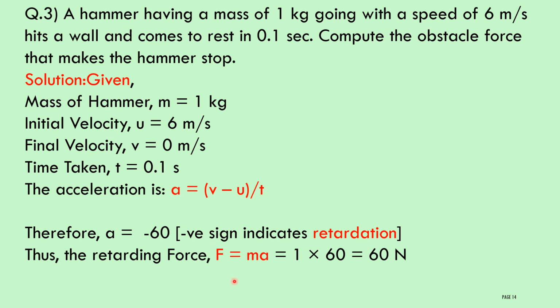Then you have to calculate the force. Force is equal to m into a. Then 1 into 60 is nothing but 60 Newton. That much is the obstacle force that makes the hammer stop.